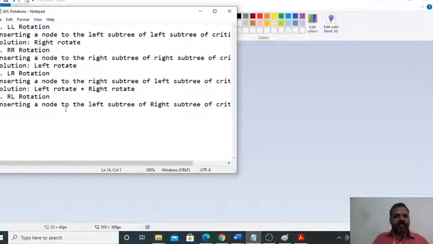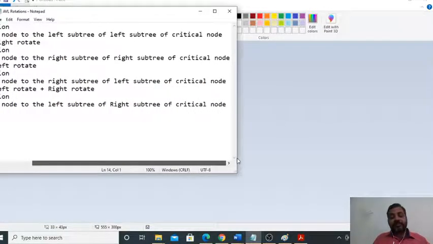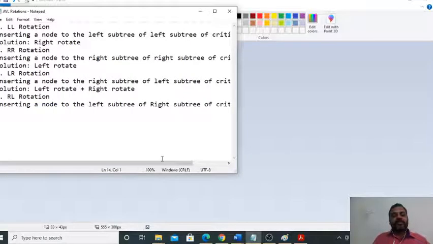The last case is RL rotation. The RL rotation is just the reverse of LR rotation. To the left subtree of the right subtree of the critical node, when you are adding a new node, RL rotation will occur. And what is the solution? Just reverse of LR. The solution is first do right rotation plus do left rotation.